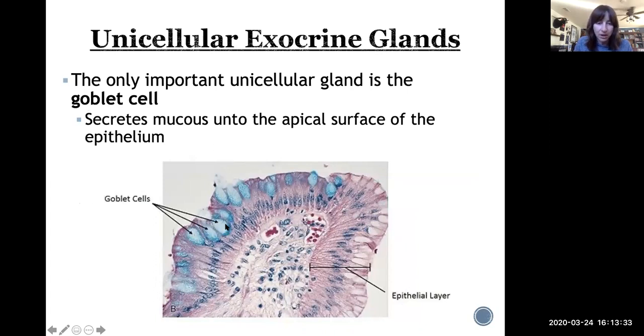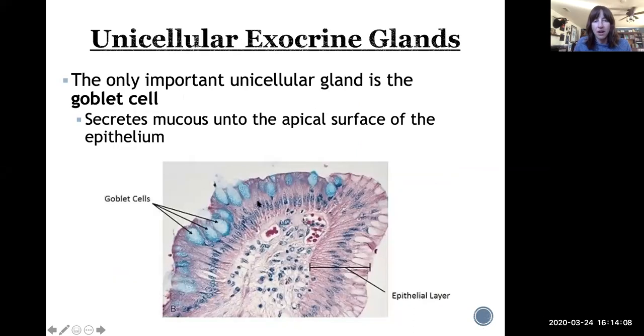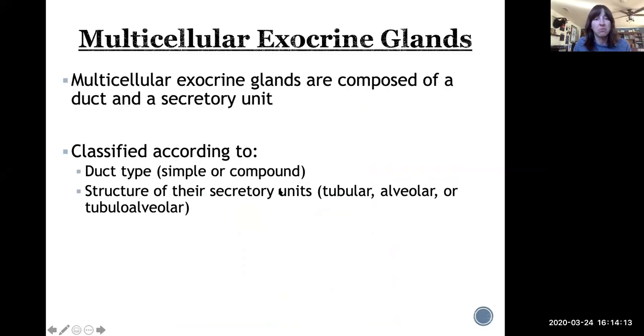So these in blue here are goblet cells. They are interspersed among this simple columnar epithelium, and they secrete mucus out onto the surface or into the lumen of whatever body organ this is, on the apical surface of this simple columnar epithelial tissue, okay? Here's another picture of a goblet cell. Isn't it beautiful? It's just one single cell that secretes mucus, and it gets sandwiched in between other epithelial cells. It's just a type of exocrine gland. Kind of cool, pretty weird.